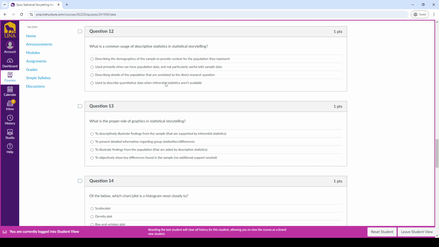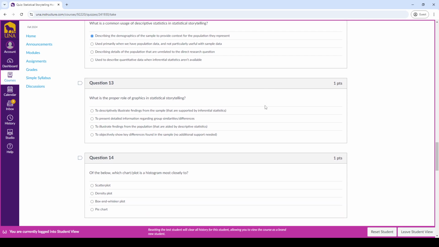"Used to describe quantitative data when inferential statistics aren't available." Well, no, I mean, again, it's one of those things that could be the case, but is not necessarily. So when do we do this in statistical storytelling? Well, this is when we're trying to provide context for the population they represent.